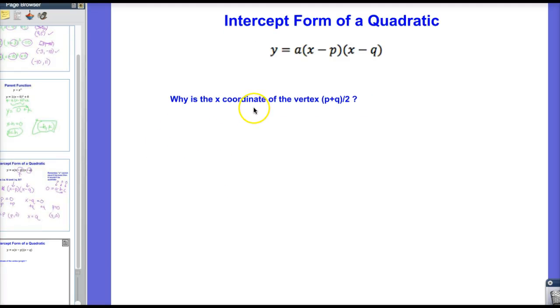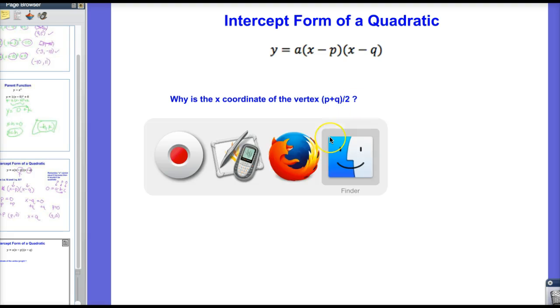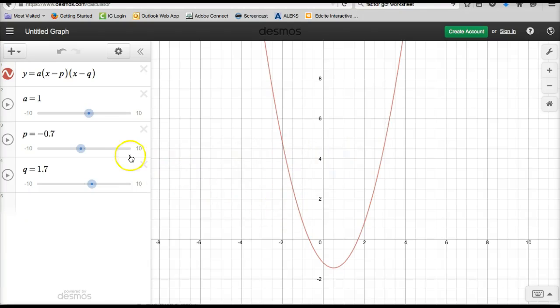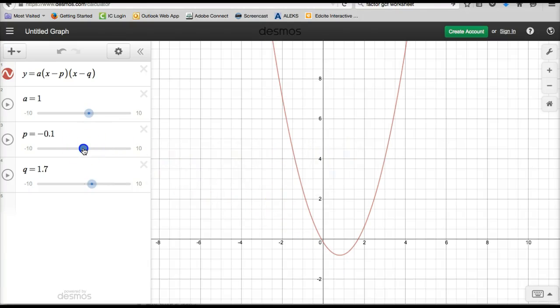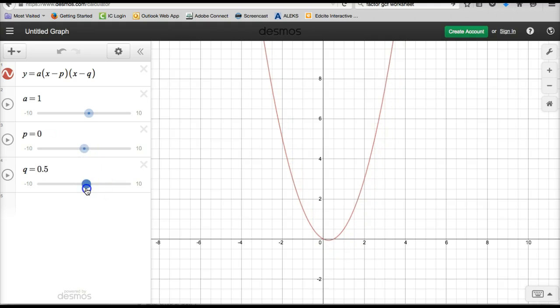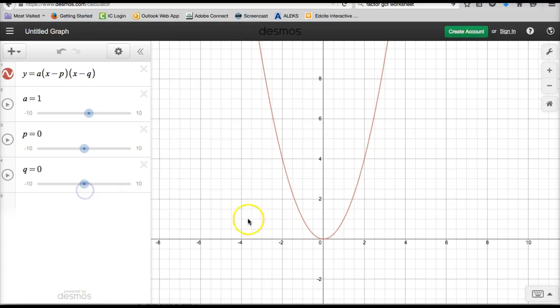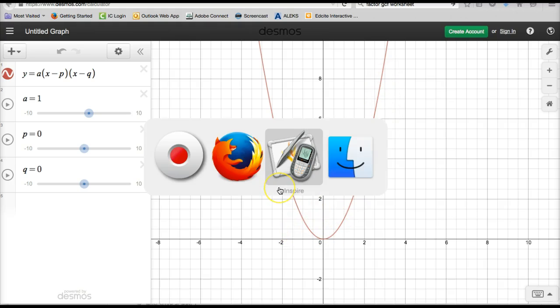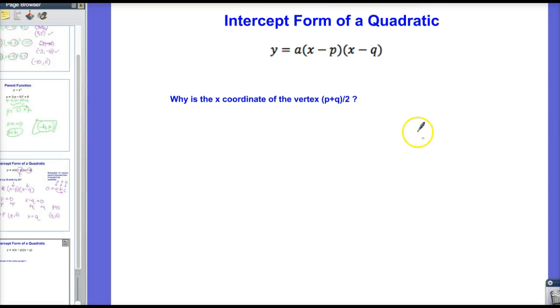Now let's look at why the x-coordinate of the vertex is p plus q divided by 2. Well, the main idea here is that there's always symmetry here. When you're dealing with a parabola, a quadratic, there's always symmetry. You'll see right here it's x equals 0. Symmetry means it's the same on this side as it is on that side. Why is there symmetry? That's because we're dealing with squares here.